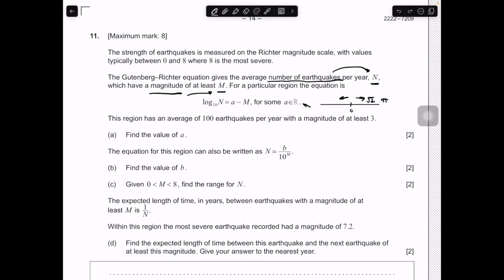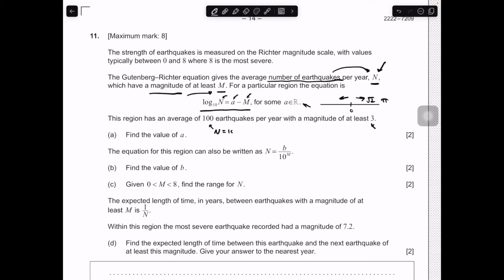This region has an average of 100 earthquakes per year with a magnitude of at least 3. Find the value of a. So this is a logarithmic equation right here. It looks a little challenging, a little intimidating, but at the end of the day, it's an input-output question. We have n, a, and m, three things we don't know, but they give us 2 out of the 3 unknowns. So if we have 2 out of 3 unknowns, we input those values and solve. So a region has 100 earthquakes per year, and 100 earthquakes per year is given by n.